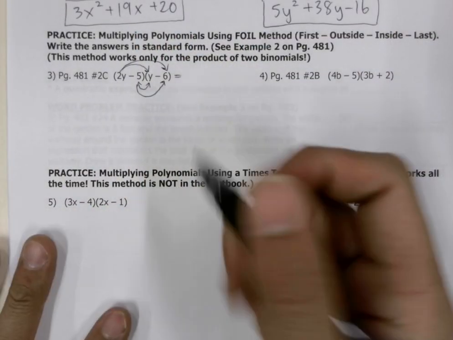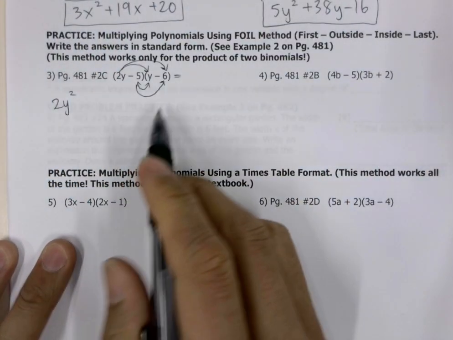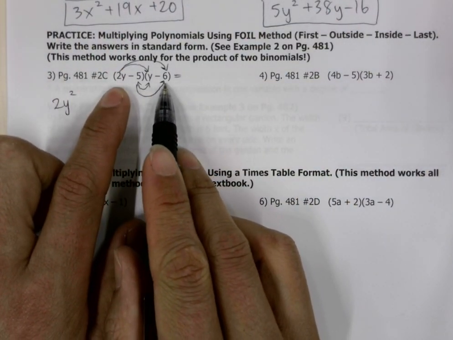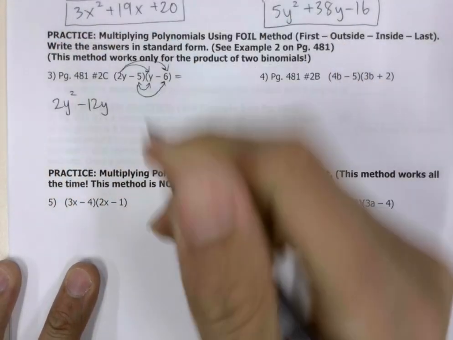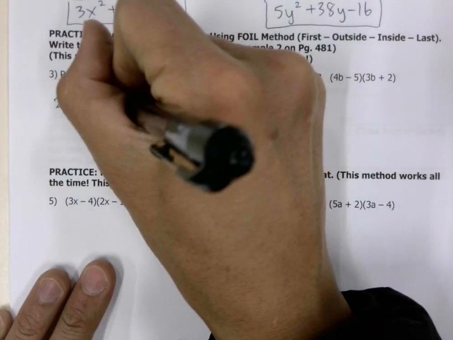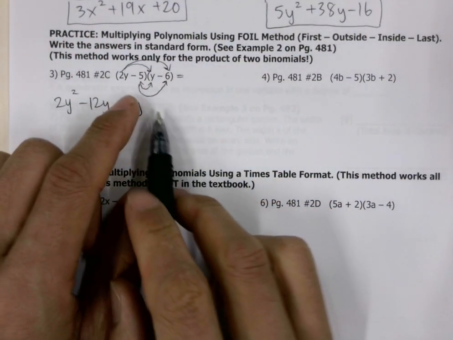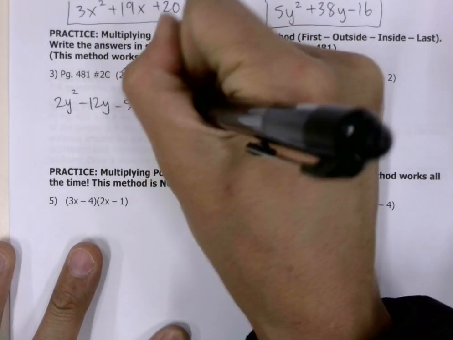The first is going to be 2y times y. It's going to be 2y squared. Outside is going to be 2y times negative 6. So that's going to be negative 12y. The inside is going to be negative 5 times y, so that's negative 5y. And then the last is going to be negative 5 times negative 6. That's going to be positive 30.